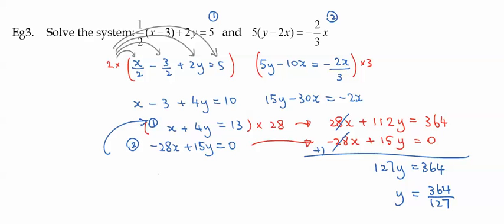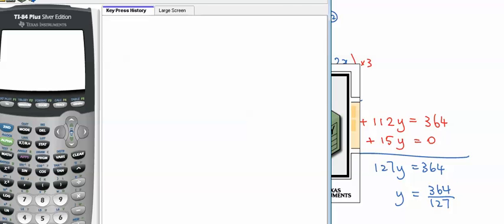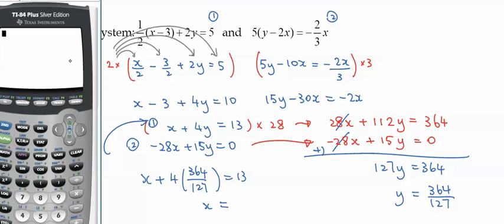Let me put it here. With x plus 4 times y equals 13, I can put it into my calculator and come up with the value. I have 13 minus 4 times 364 divided by 127. 1.53.